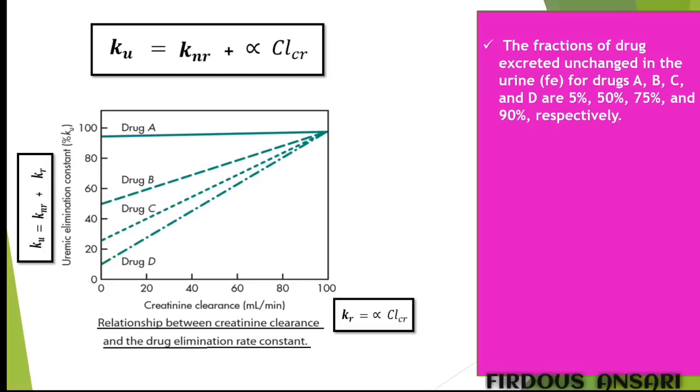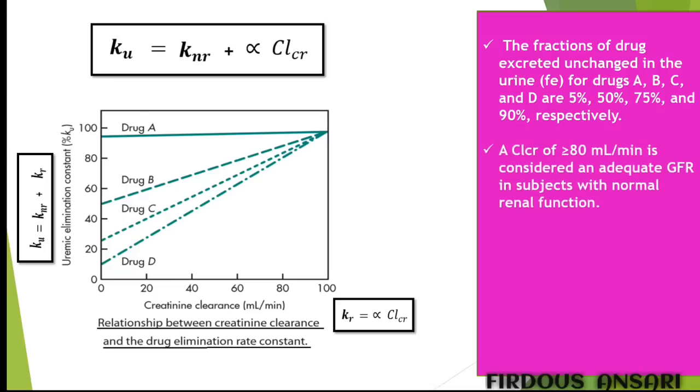Okay. So unchanged fraction in urine means it is renal excretion. So this much amount of drug is excreted via the renal route. Drug A is 5% excreted via renal route. Drug B is excreted 50% via renal route. Drug C is excreted 75% via renal route, and drug D is excreted 90% via the renal route.